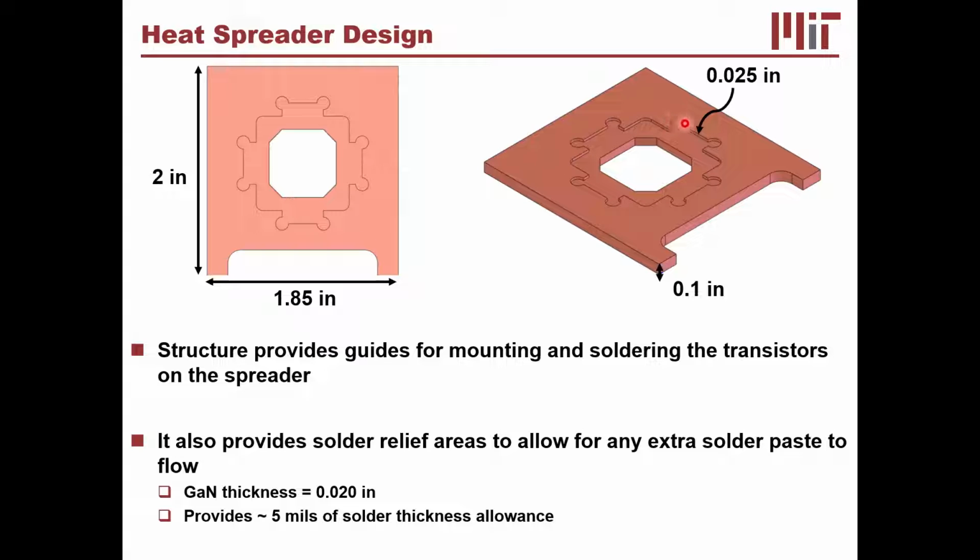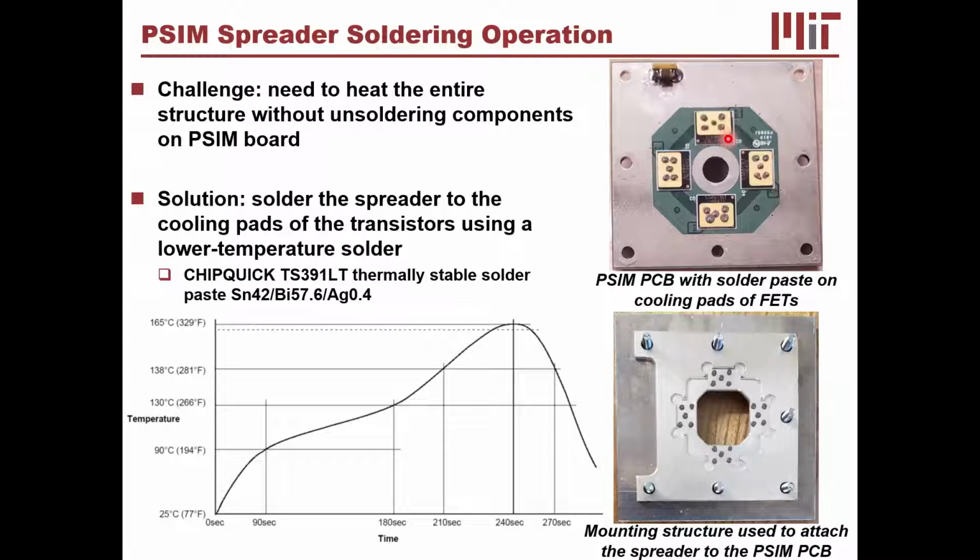These little circles here are just areas for extra solder to flow out of the device. Okay, so what we're going to do is we have the device soldered to the board, and then we're going to solder it to this heat spreader. Okay, how do we make that work?